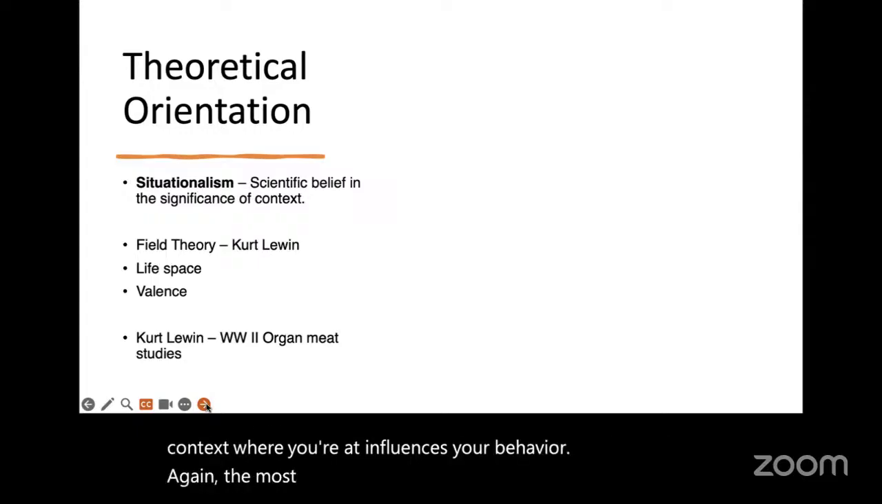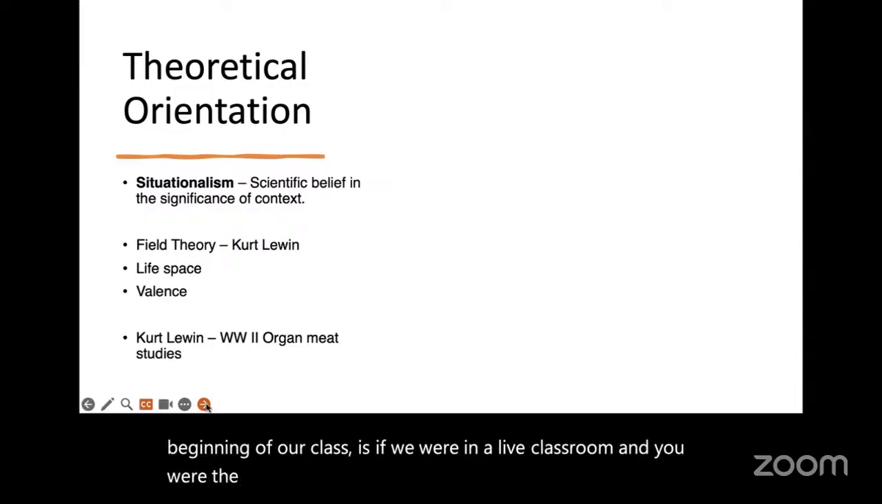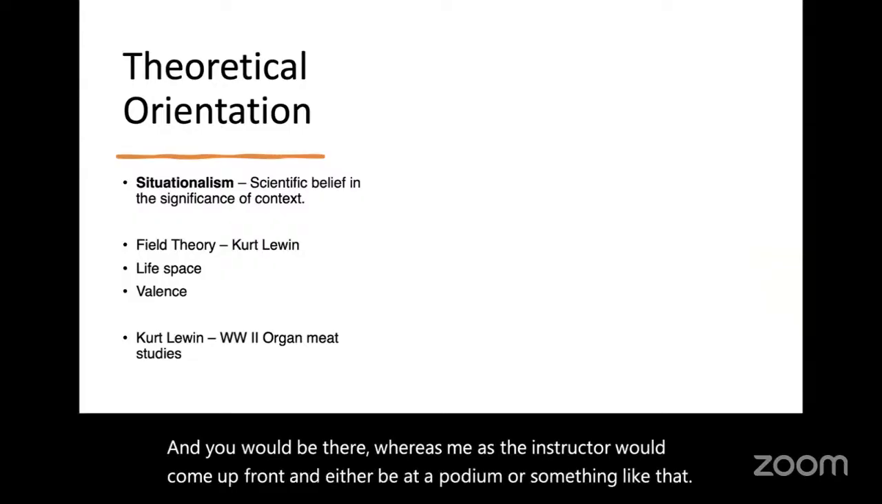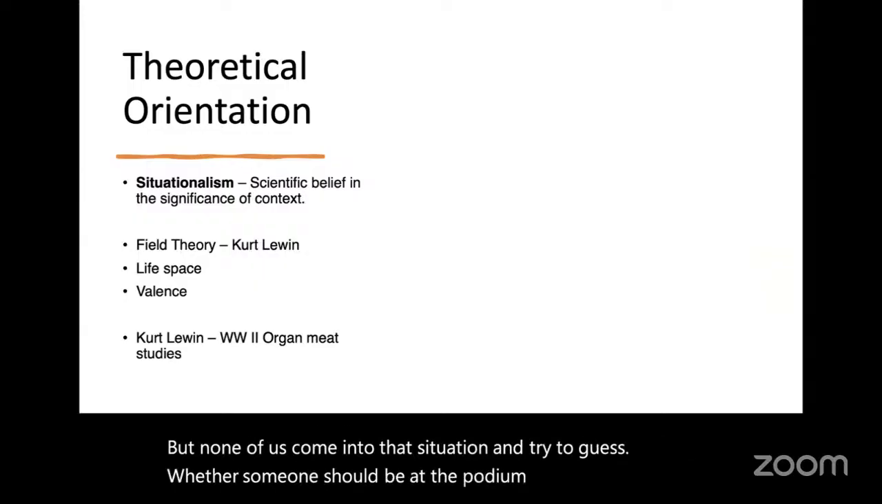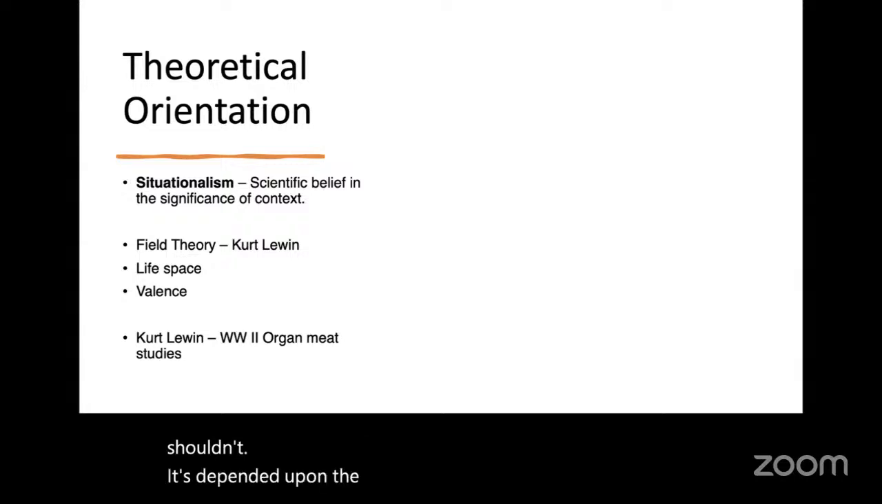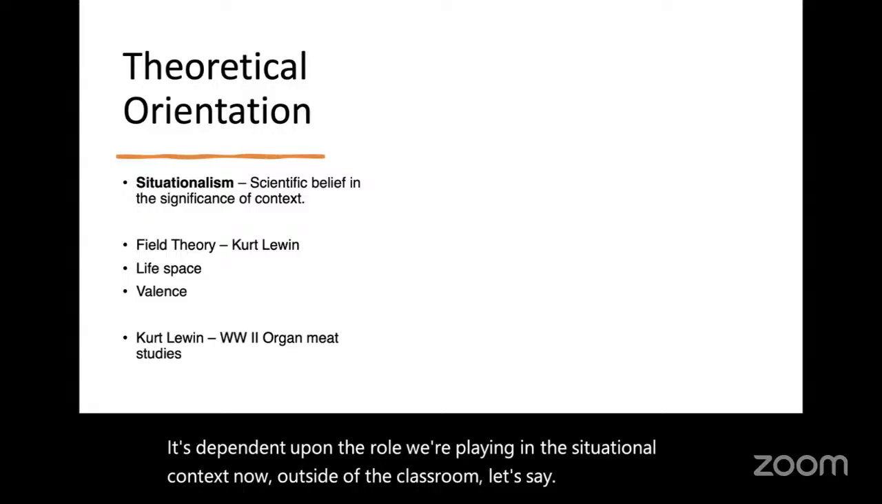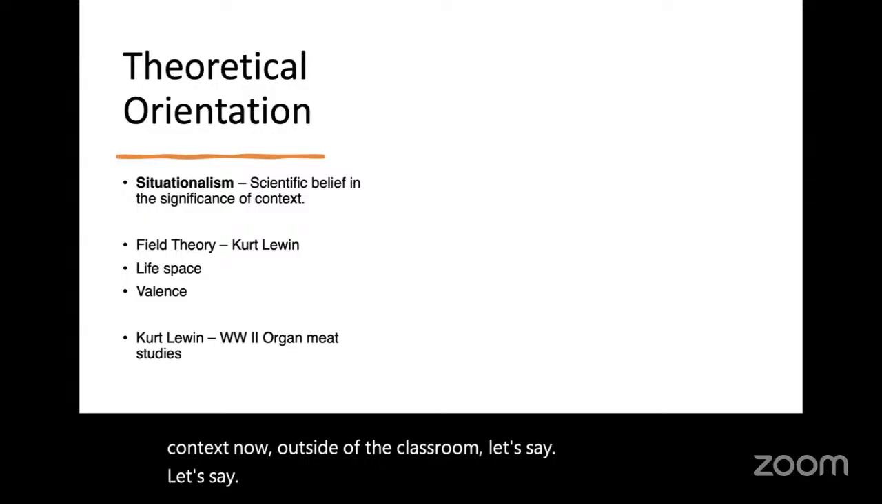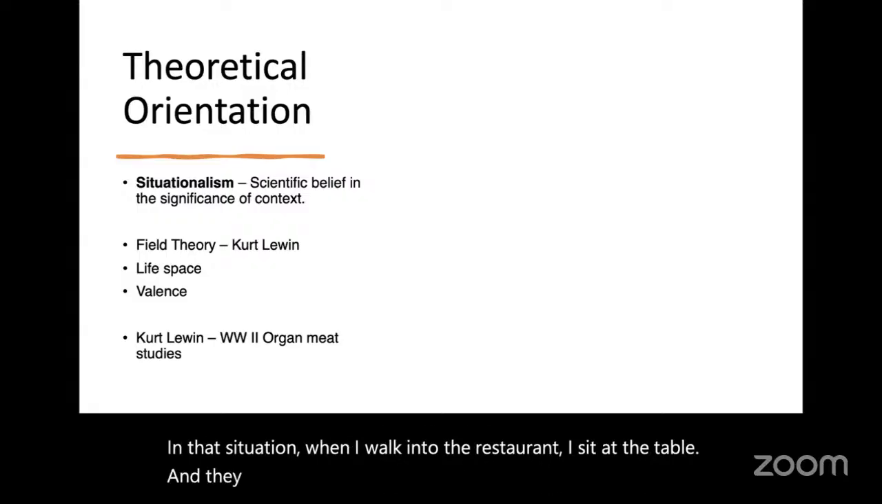Again, the most basic example of this, and I've used this since the beginning of our class, is if we were in a live classroom and you were the student, you'd go sit at a desk, whereas I as the instructor would come up front and be at a podium. None of us come into that situation and try to guess whether someone should be at the podium or not. It's dependent upon the role we're playing in the situational context. Now, outside of the classroom, let's say maybe one of my students is a waitress. In that situation, when I walk into the restaurant, I sit at the table and they stand and provide a service.